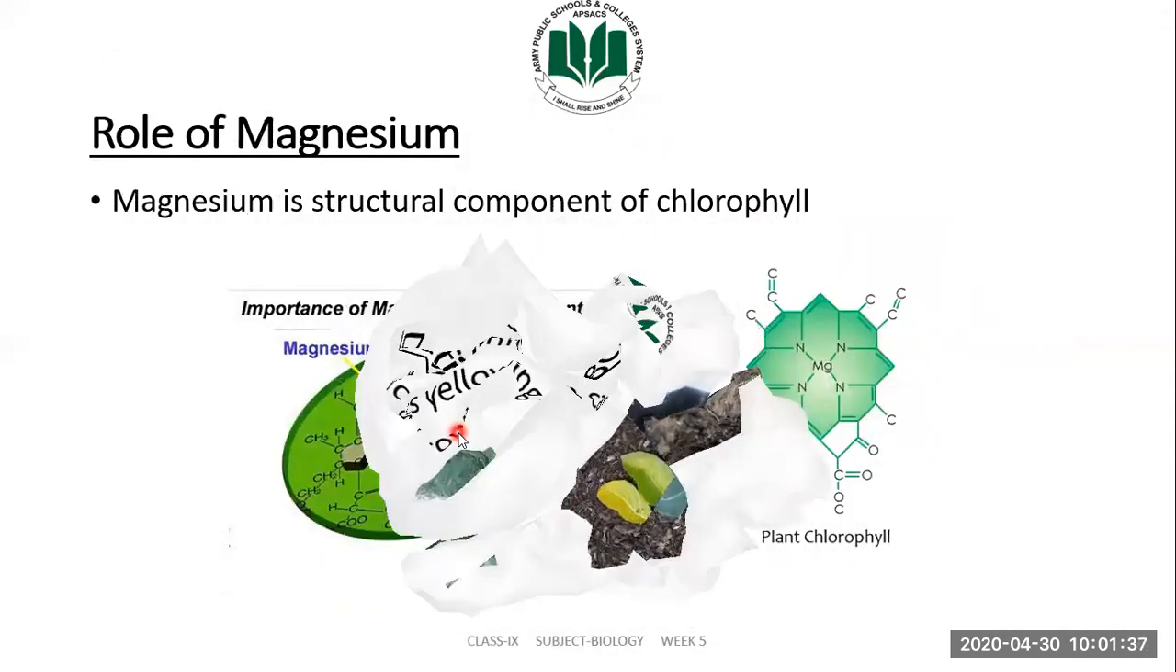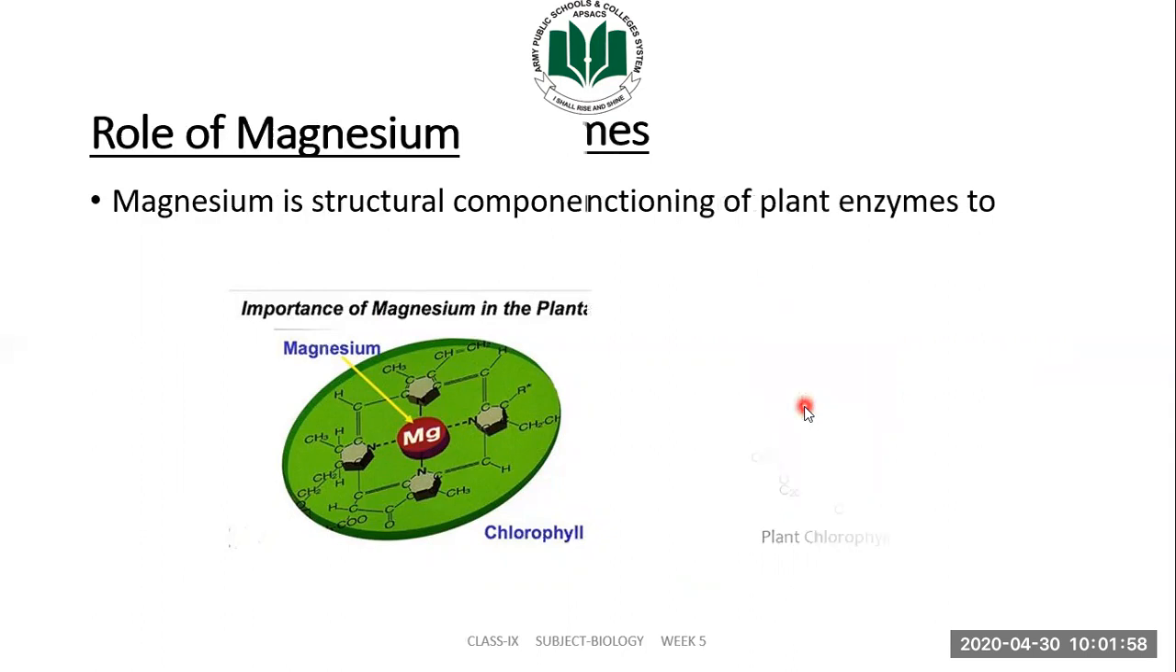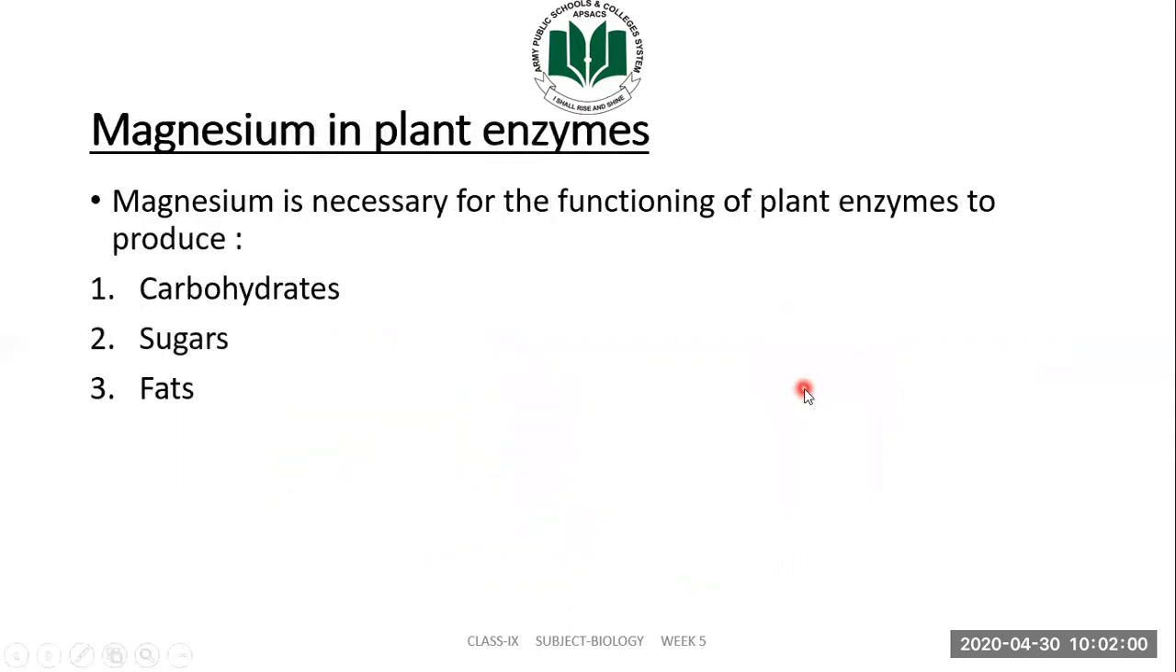Now we are going to discuss the role of magnesium. Magnesium is a structural component of chlorophyll. If you remember back, there are four nitrogens present in chlorophyll, but the central element is magnesium. You can see here in this simple diagram that magnesium is present in the center. If magnesium is not present, the chlorophyll molecule will not assemble properly, which will cause the destruction of the green parts of the leaves.